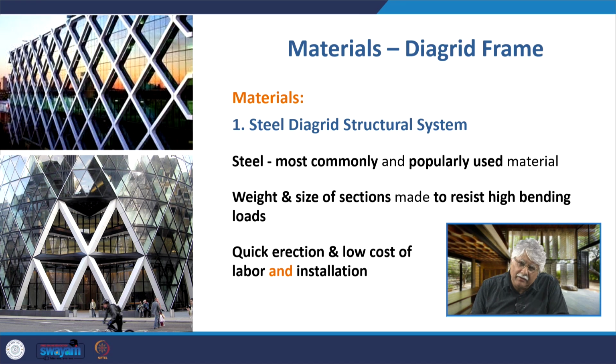There are three materials that we use in making the Diagrid frame. One is steel, the structural Diagrid frame, which is most commonly and most popularly used. The weight and size of sections which are made to resist high bending loads both go down. There is quick erection, and low cost of labor and installation.